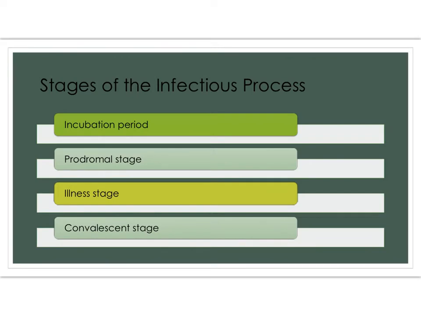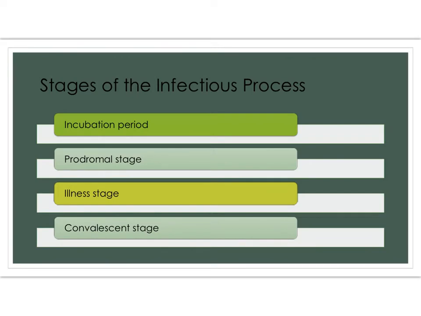If you look on page 563, it talks about the stages of the infectious process. This is probably a review. The first stage is called the incubation period. This is when the pathogen enters and begins to replicate, but we have no symptoms yet, and it can last from a few hours to days. Now, we get into the next stage, the prodromal, where symptoms begin to appear.